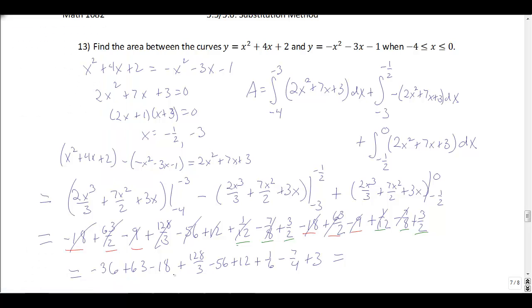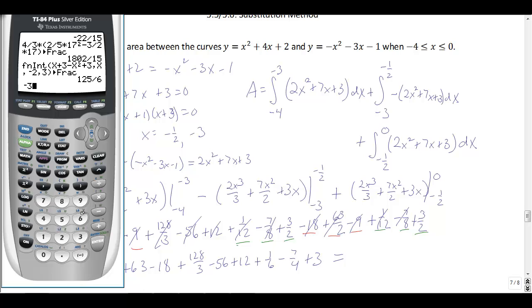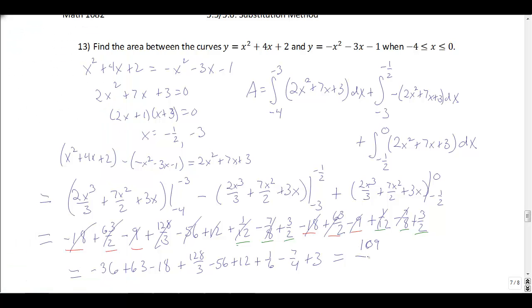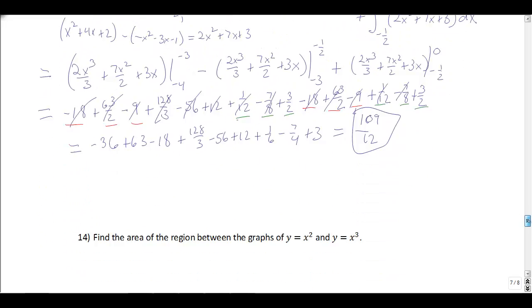So I have a -36 plus 63, -18 plus 128 divided by 3, minus 56 plus 12, plus 1/6 minus 7/4 plus 3. This all worked out. I get that, but I'm going to convert that to a fraction, and it gives me 109 over 12. So kind of a big mess. Point is knowing that you can split up this problem into 3 chunks and add that up. Yeah, kind of a lot to do by hand, though.